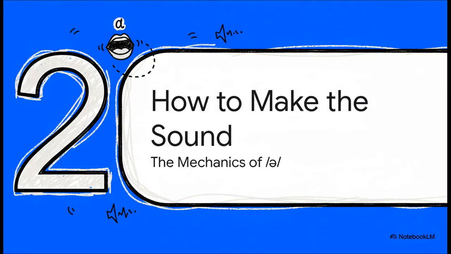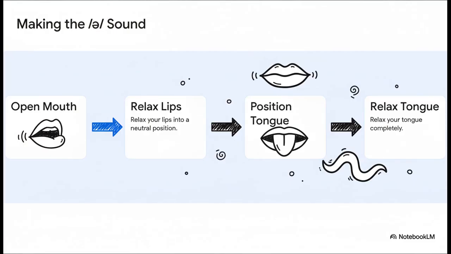Okay, now that we know what it is, let's get practical. In section 2, we're moving from theory to practice. Let's get into the mechanics of how you actually make this sound. Honestly, it's about as simple as it gets. You can do this with me right now. First, just let your mouth open a tiny bit. Second, let your lips relax completely. No smiling, no rounding, just neutral. Third, your tongue should just be hanging out in the middle of your mouth. Not high, not low, just right in the center.